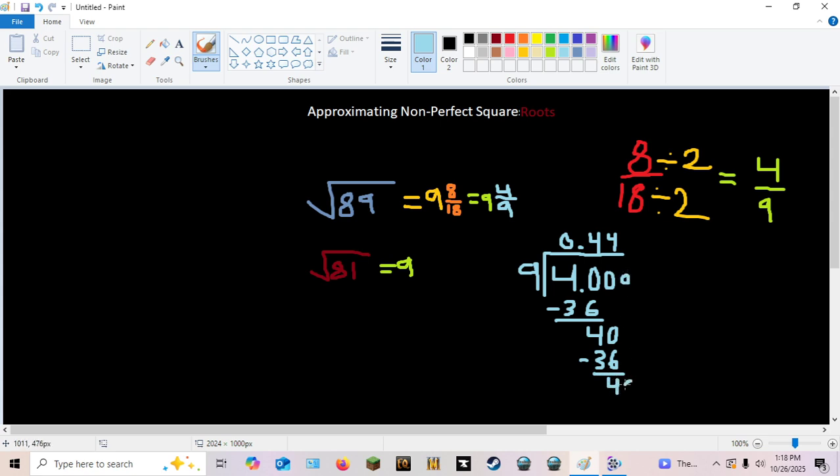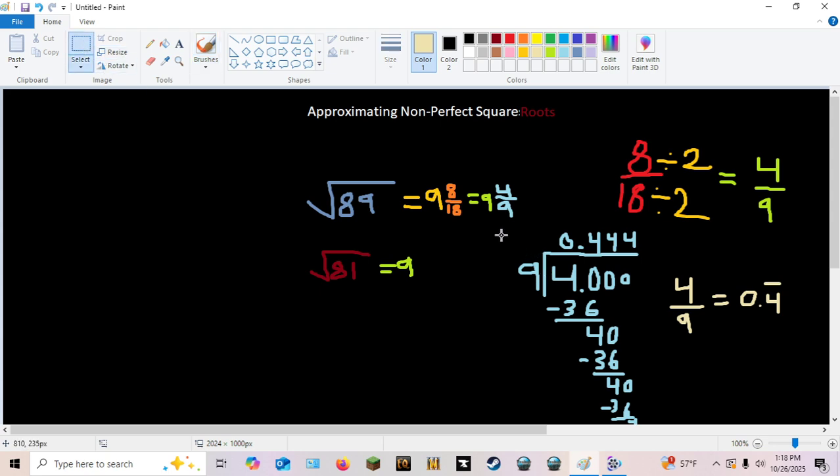Now you can bring another one down. Now we know that it's 4. 9 times 4 is 36. If you see this, it's called a repeating decimal. So 4 ninths equals 0.4, and you need to put a bar on top of the 4 to show that it's a repeating decimal.